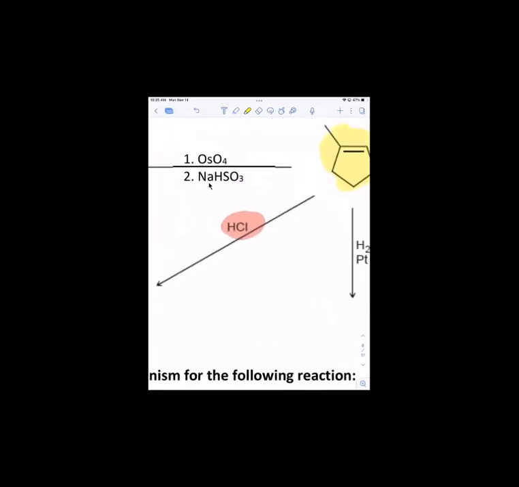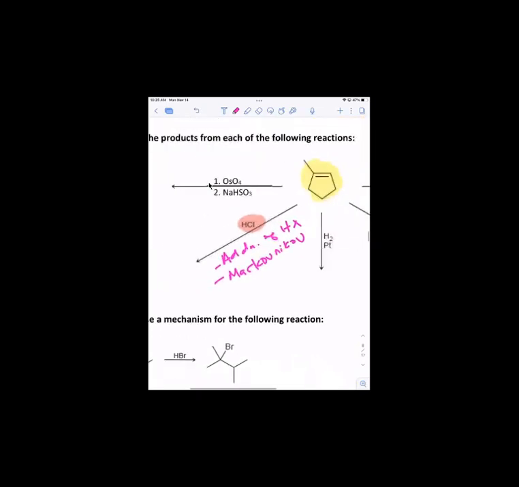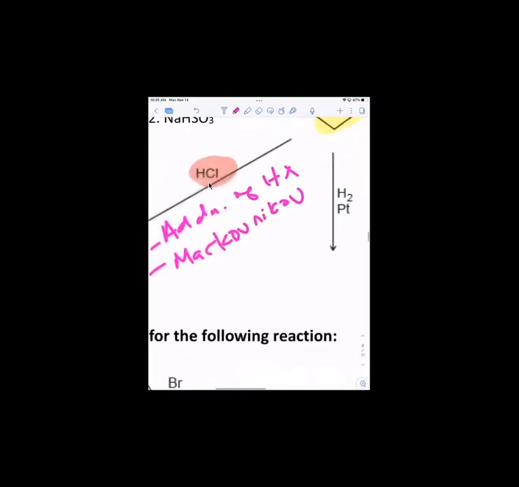All right, remember this is addition of HX. It is Markovnikov regiochemistry, right? And H adds to the least substituted side, and Cl is going to add to the most substituted side.